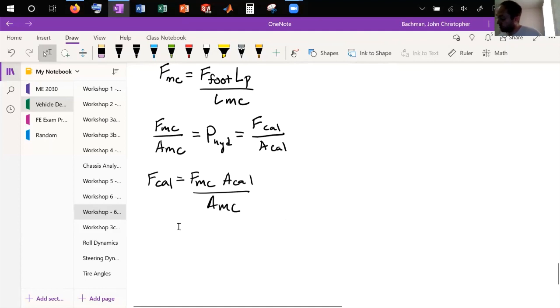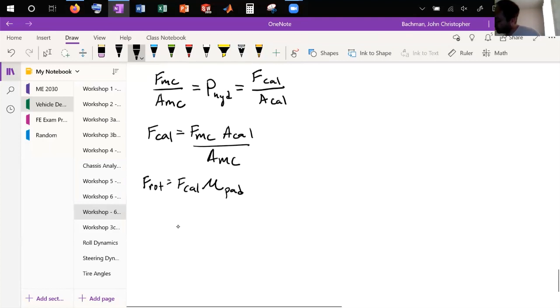So having a larger area on your caliper compared to your master cylinder is going to amplify that force. And then we basically know the force on our rotor is going to be the force on our caliper times the coefficient of friction of our pad, right? So we need that to be high.